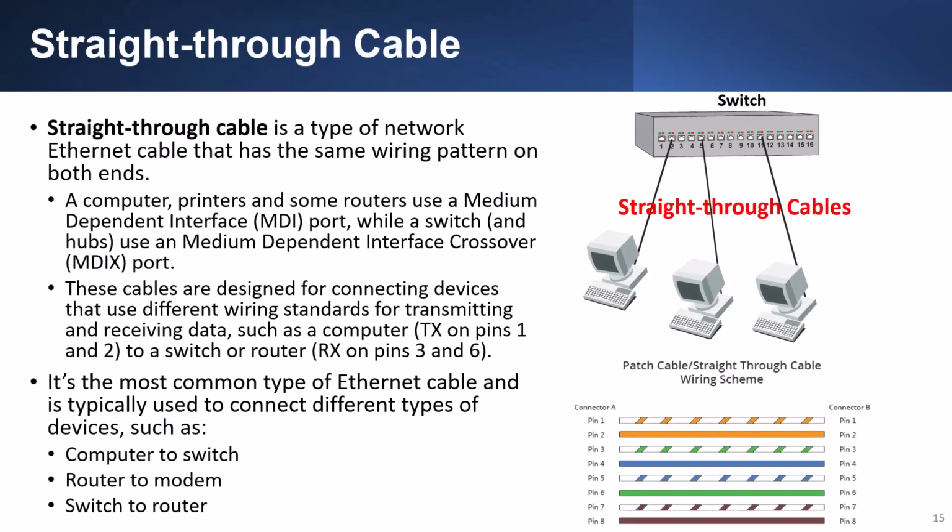Computers, printers, and some routers use a medium dependent interface, or MDI port, while switches and hubs use a medium dependent interface crossover, or MDIX port. These cables are designed for connecting devices that use different wiring standards for transmitting and receiving data, such as a computer that transmits on pins 1 and 2 to a switch or a router that receives on pins 3 and 6. It's the most common type of Ethernet cable and is typically used to connect different types of devices, such as computer to switch, router to modem, or switch to router.